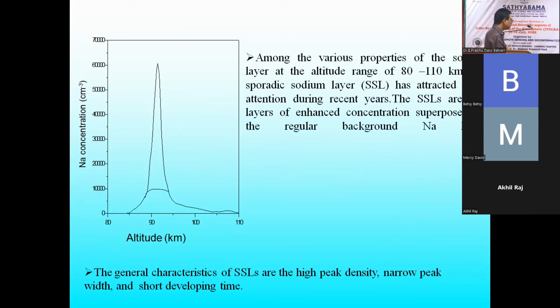See, this is your sporadic sodium layer superposed on a normal background layer. This SSL has attracted many researchers. Why? Because it has the characteristics of a high peak density and a narrow peak width, with a full width at half maximum of less than 5 kilometers. The SSLs are selected based on this criteria: first, the maximum strength factor is greater than 2, and the full width at half maximum is less than 5 kilometers.